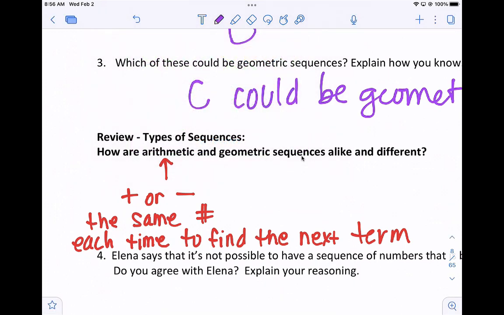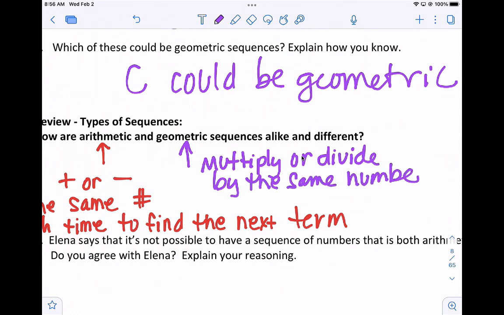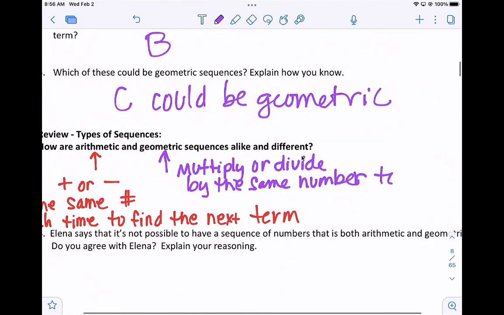Geometric is when you multiply or divide by the same number to find the next term. So each time, to find the next term.